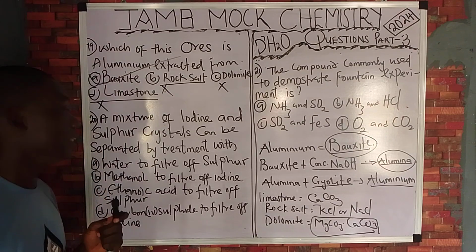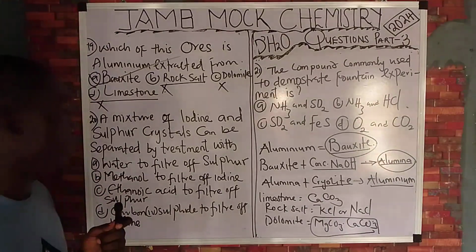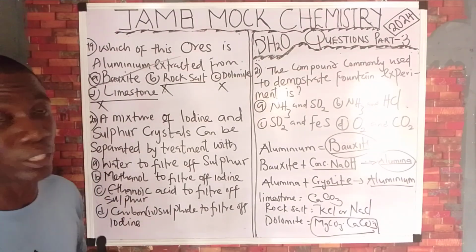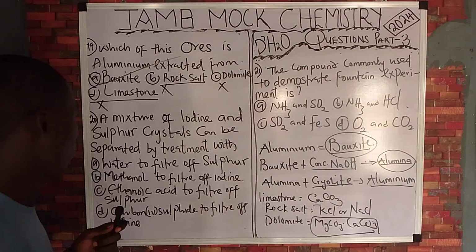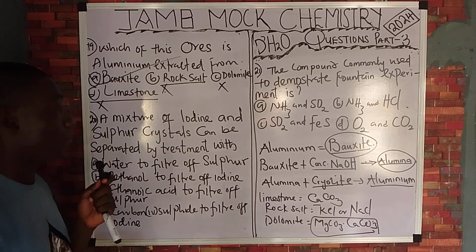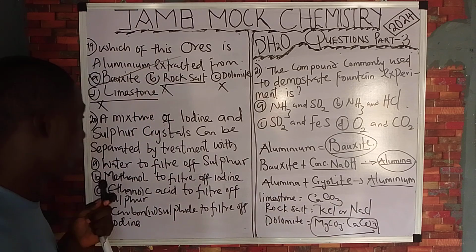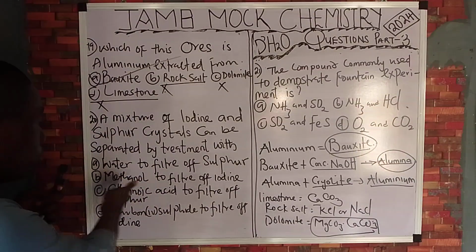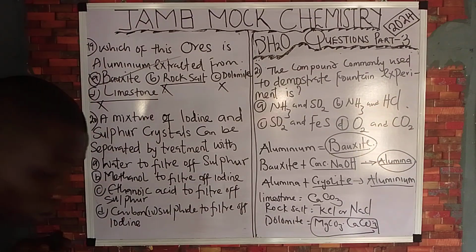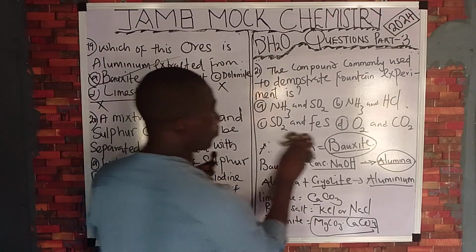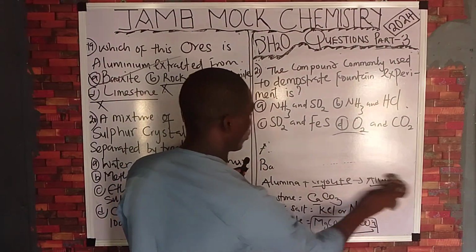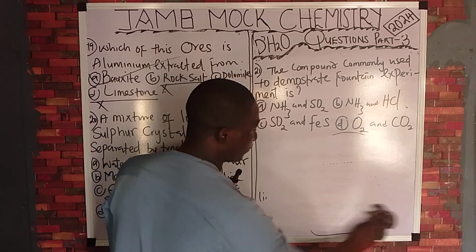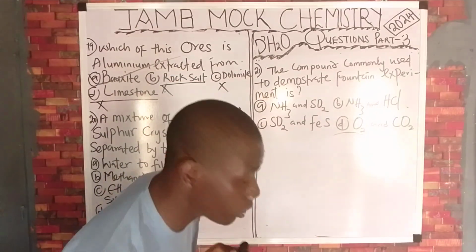Sulfur is a yellow solid that does not even dissolve in water. It does not sublime, but iodine is a sublimable solid. So sublimation would have been the best method. But if you look at the options, you will not see sublimation here. So what are the necessary steps to be taken when separating sulfur from iodine?